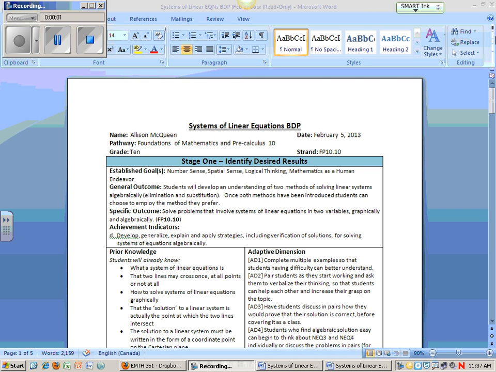Alright, so this is my original backwards lesson plan, and it's on systems of linear equations. My outcome was to solve problems that involve systems of linear equations in two variables, graphically and algebraically. I didn't focus on the graphing part in this. I assumed that would be their prior knowledge, that they would have already learned how to plot the lines and actually go about finding the intersection point. So this was going to be the next lesson, in which you would start learning how to do it algebraically.